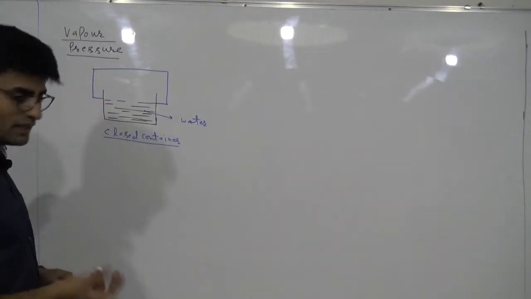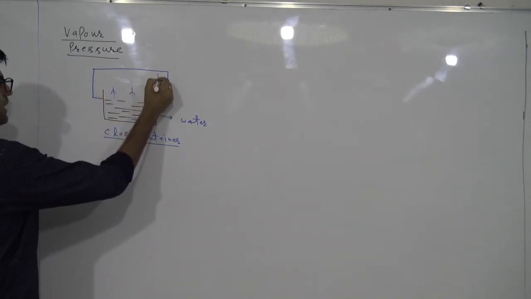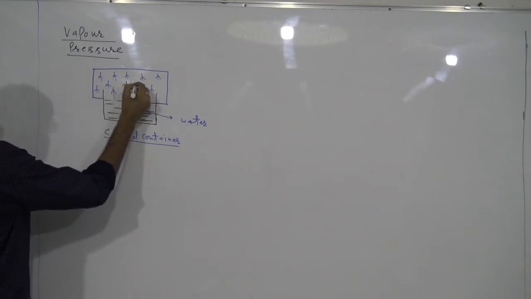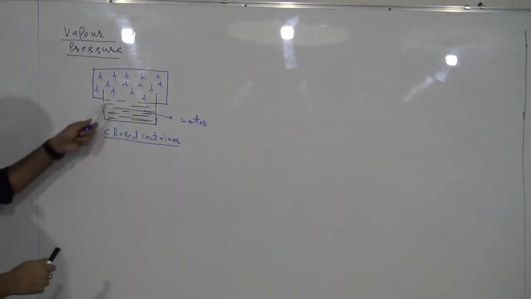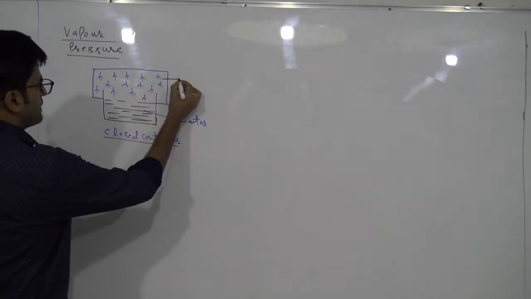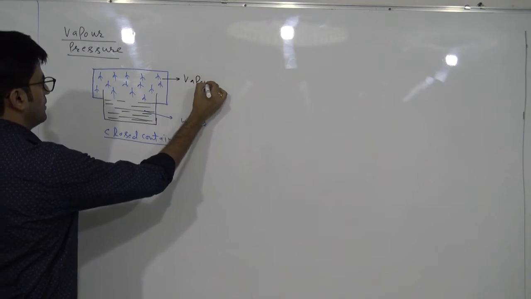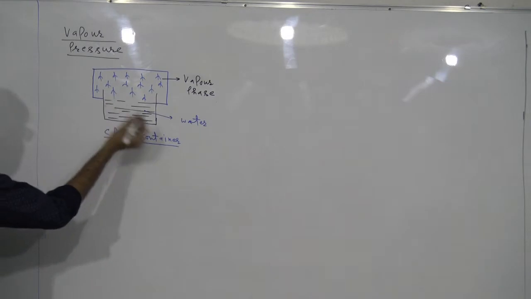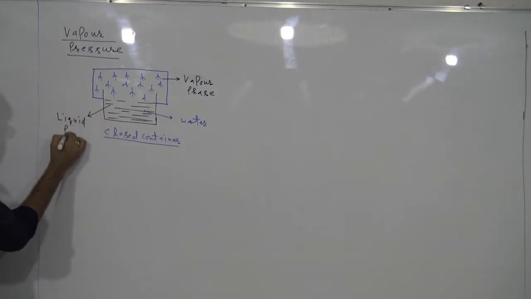During evaporation, the liquid will convert itself into vapors. So these are vapors. There are two kinds of phases here. I can call the phase where vapors are present the vapor phase, and the phase where water is present is our liquid phase.